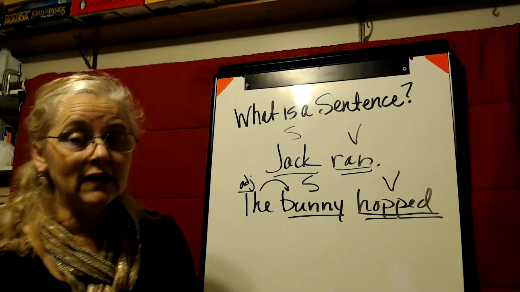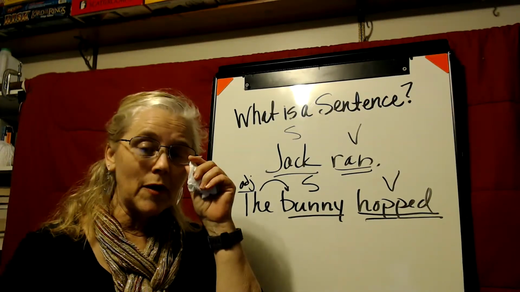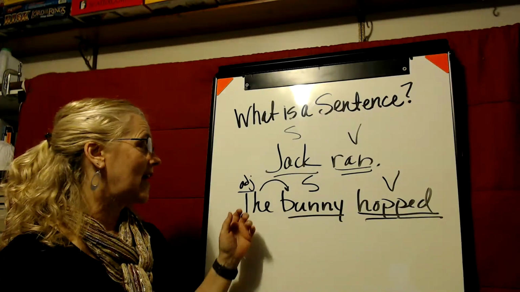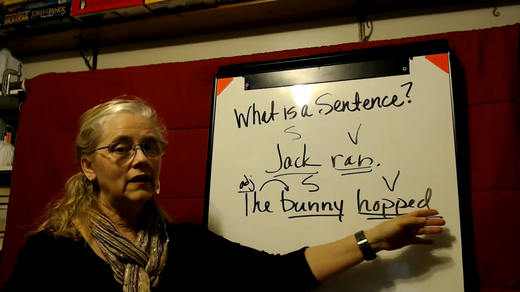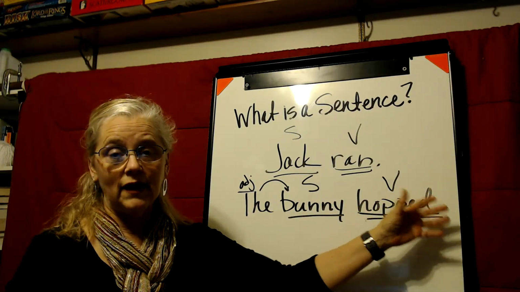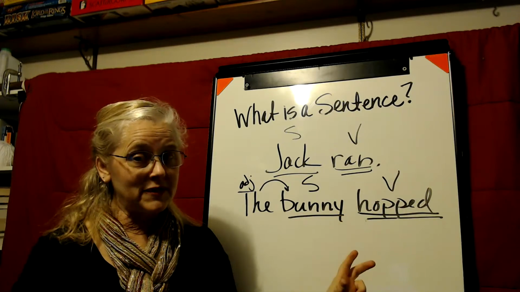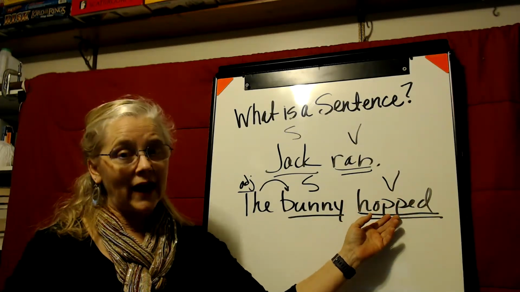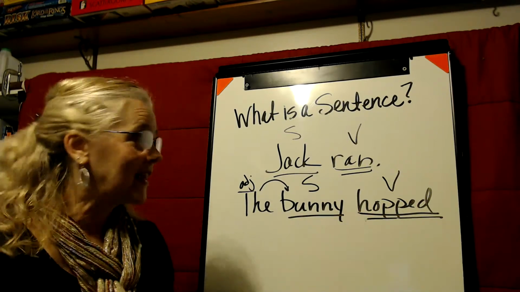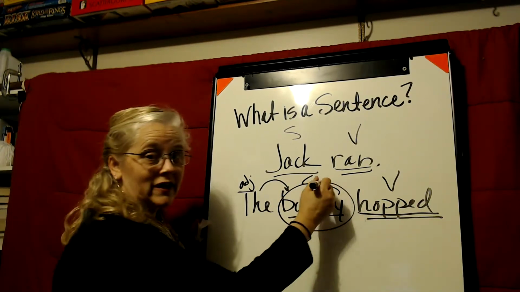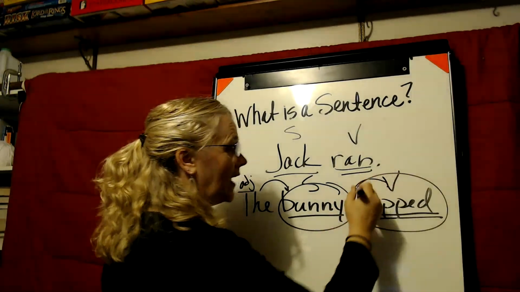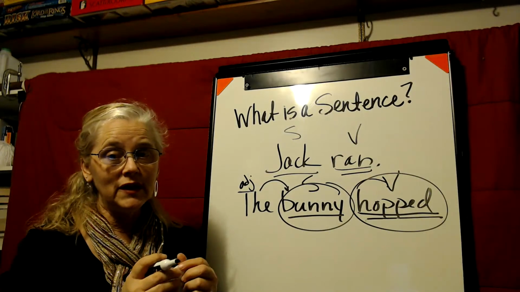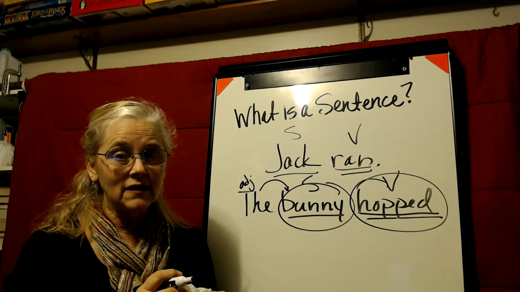And as we learned in the last video lesson, you can use prepositional phrases as adjectives and adverbs. So I could say the bunny hopped into the garden. Into the garden is a prepositional phrase, and it tells you where, so it would be an adverb phrase. But the basic elements, a subject and a verb, those are the basic elements that you need for a complete sentence.